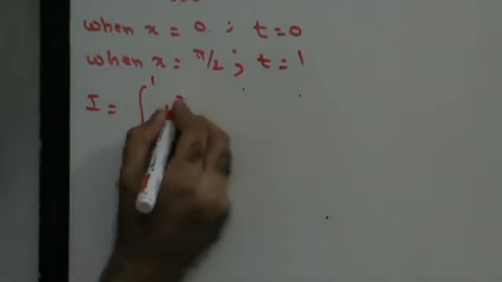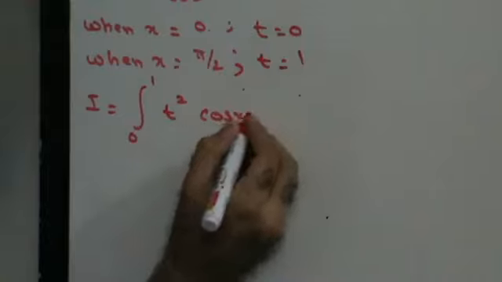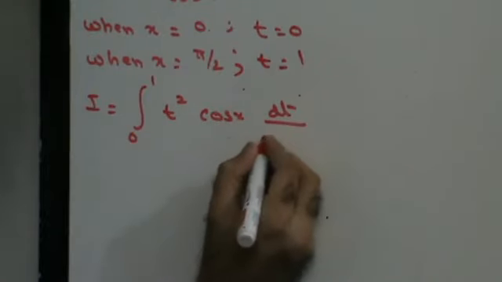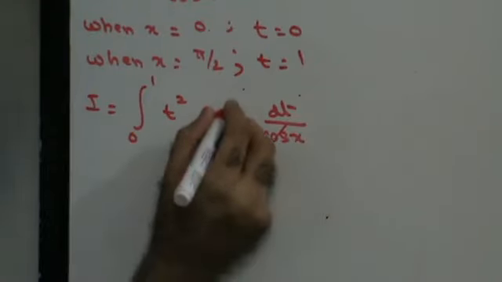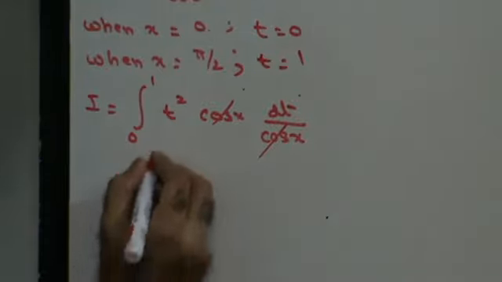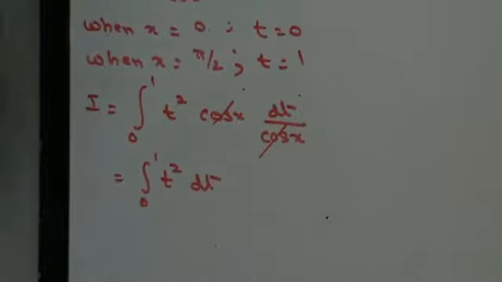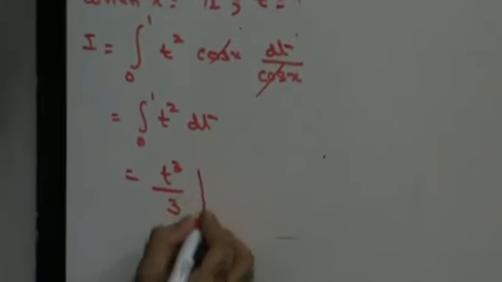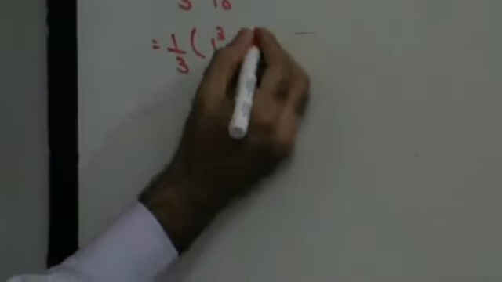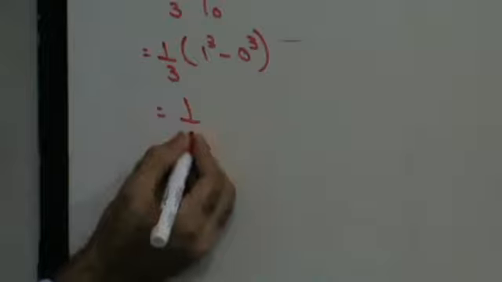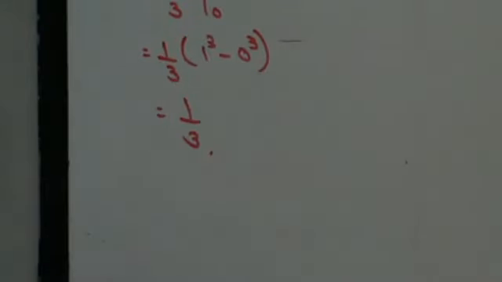This is going to be t square cos x. dx can be written as dt upon cos x. So this is 0 to 1 t square dt. T square dt is nothing but t cube by 3 when the limits are between 0 to 1. So this is going to be 1 by 3, upper limit minus lower limit. The answer is going to be 1 by 3. Fine. Next, let's see another sum, guys.